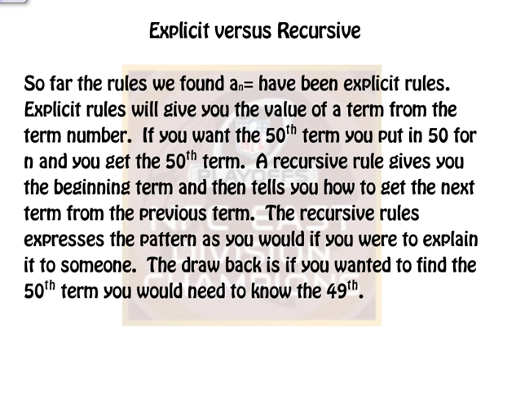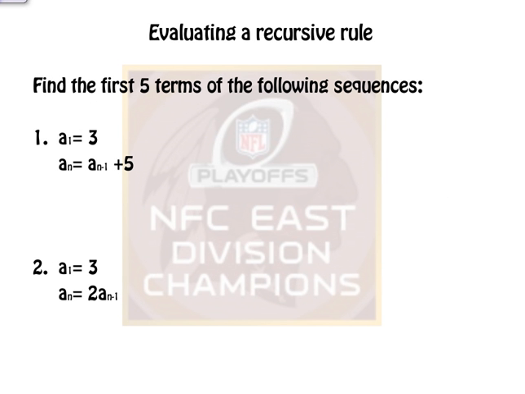A recursive rule gives you the beginning term and then tells you how to get the next term from the previous term. So the recursive rules express the pattern as you would explain it to someone else. The only issue with these recursive rules is if you want to know the 50th term, you also have to know the 49th. So it's not as effective a process for solving for a certain term, but we're still going to learn about it regardless.